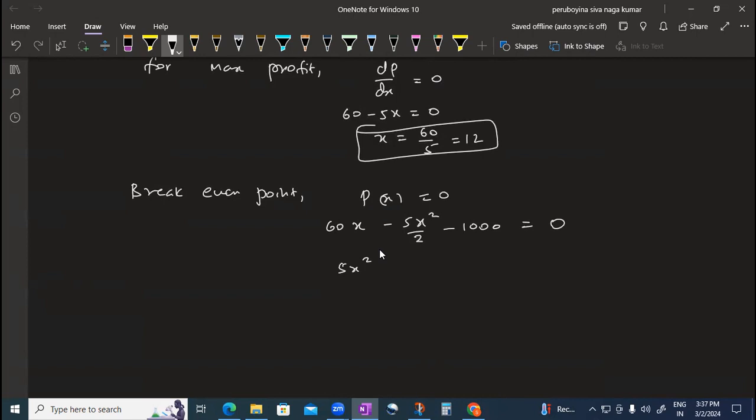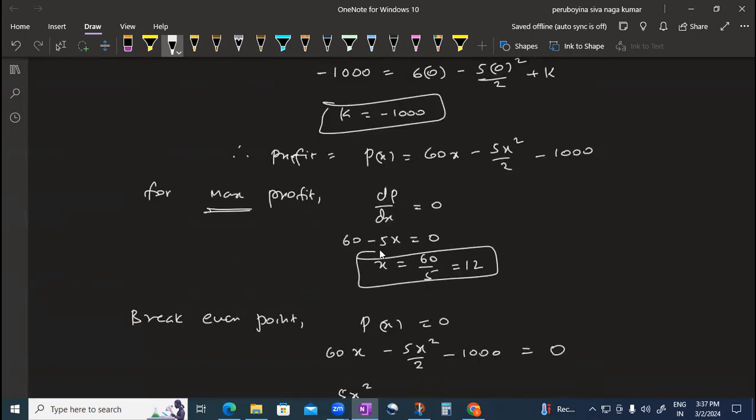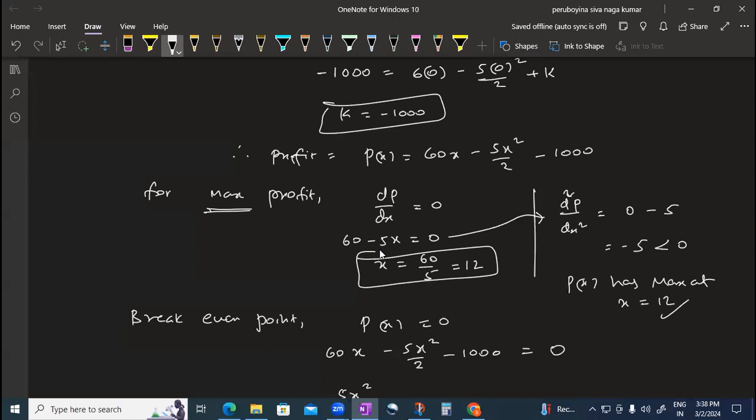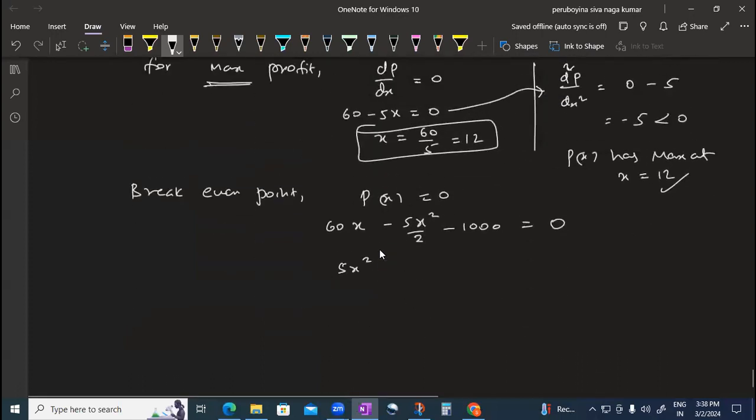But for showing maximum, you have to calculate d square P by dx square. That means the derivative of 60 is 0, and the derivative of minus 5x is minus 5. That is minus 5, which is negative. So P of x has a maximum at x equal to 12. Okay, you have to confirm it like that. You must show the second derivative.